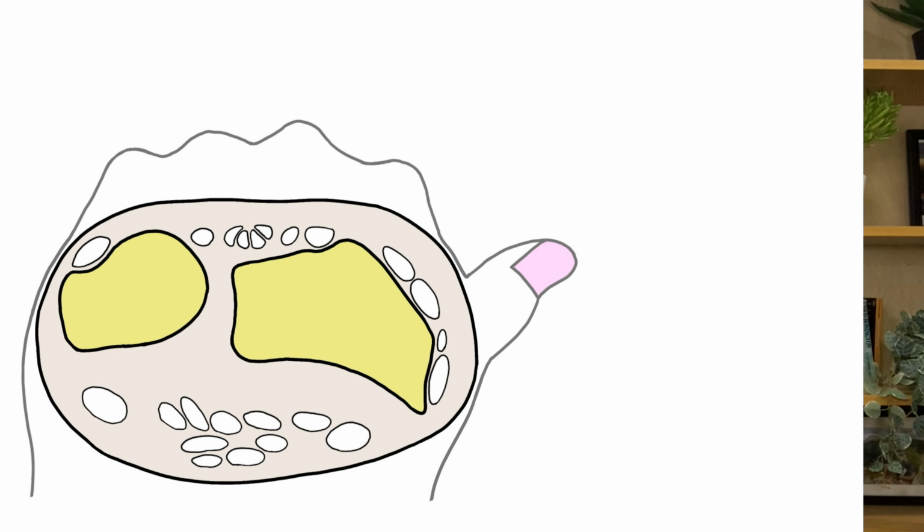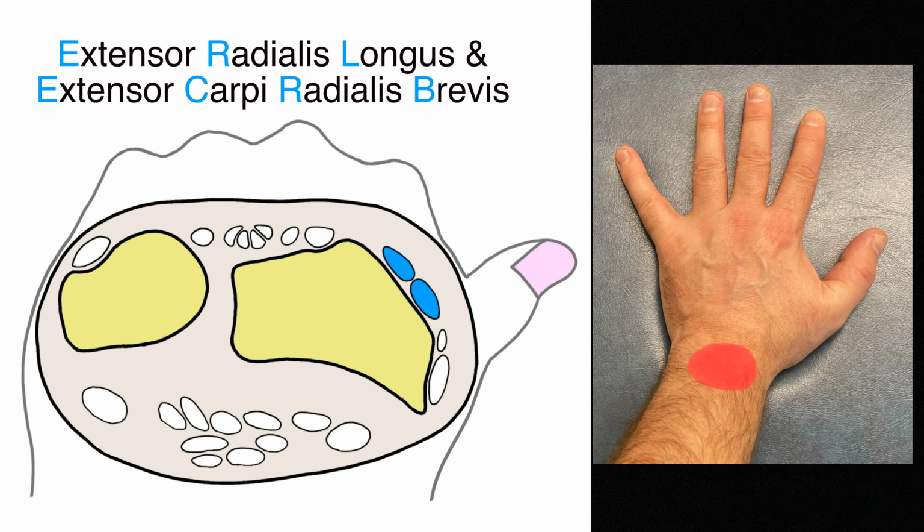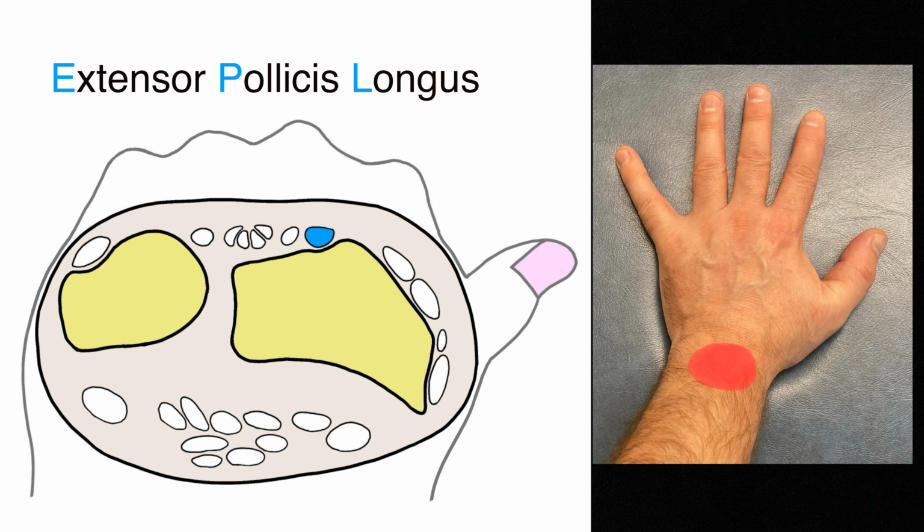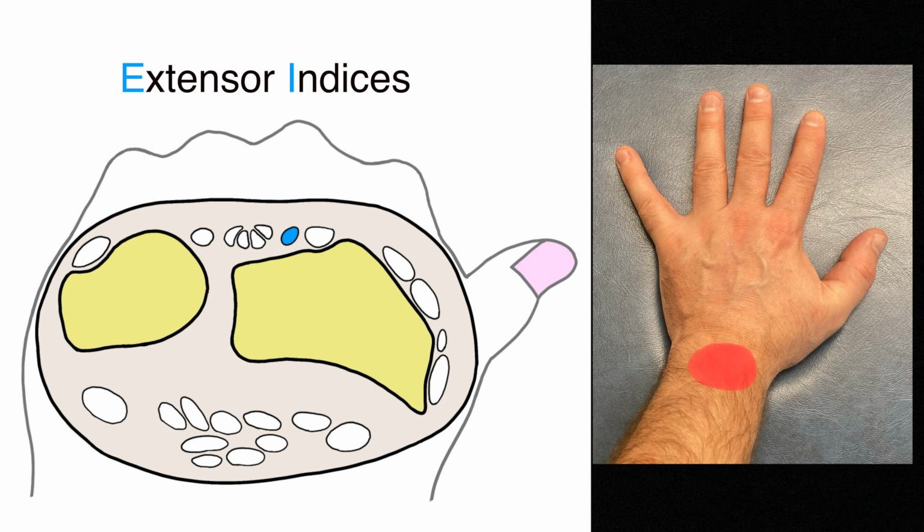And the tendons which live here are extensor carpi radialis longus and brevis, both of which extend the wrist. Extensor pollicis longus, which straightens the thumb. Extensor indicis, which straightens the index finger. Extensor digitorum, which extends the wrist and straightens all of the fingers. And extensor digiti minimi, which straightens the little finger.